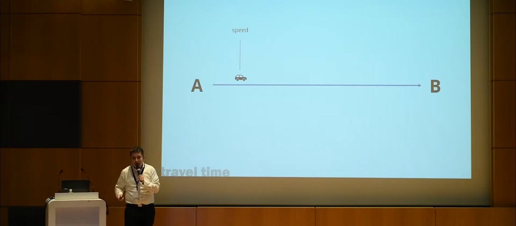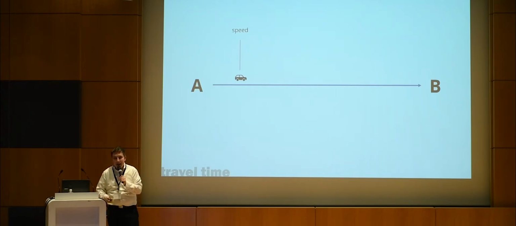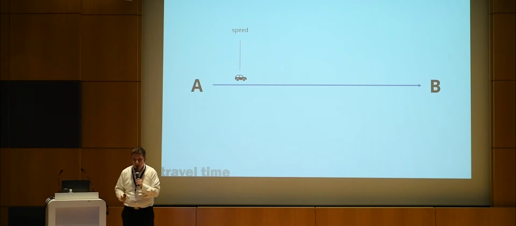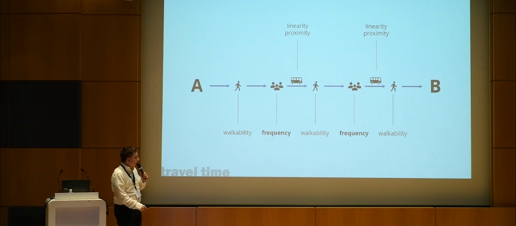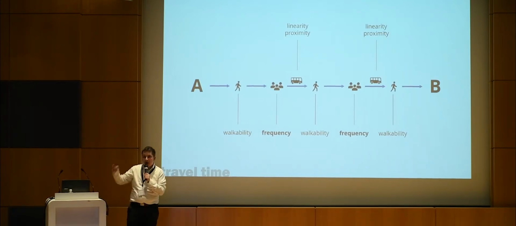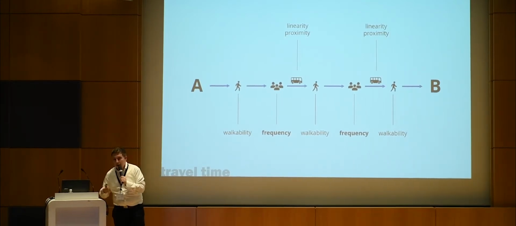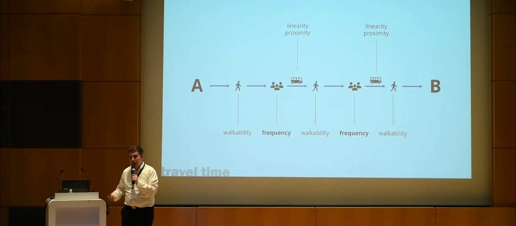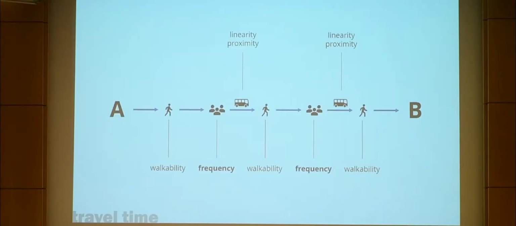This is not how public transportation works, and this is what most people do not understand, but this is really crucially important to what we are talking about. So when we're riding public transportation, our trip looks like this. So we have several components of a successful or unsuccessful public transport trip: walkability, linearity, proximity, and frequency. There are many more, but these are the most important.